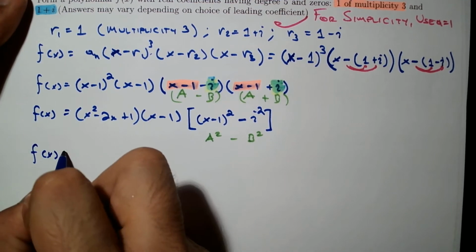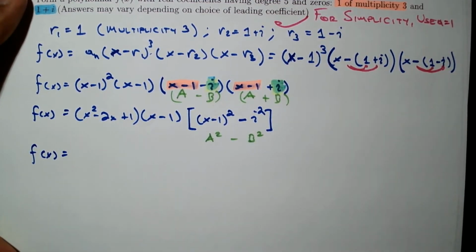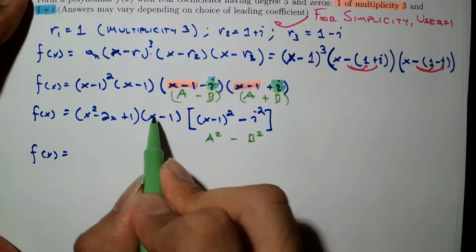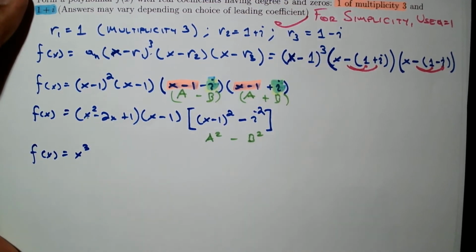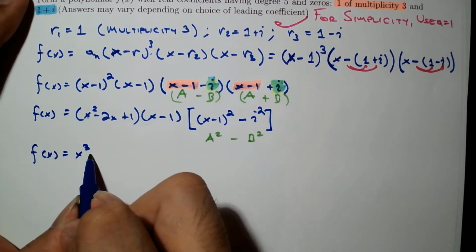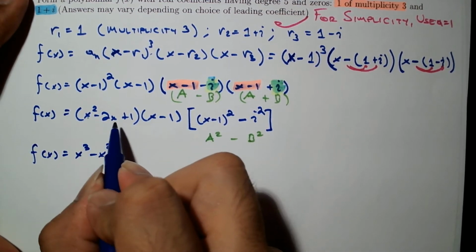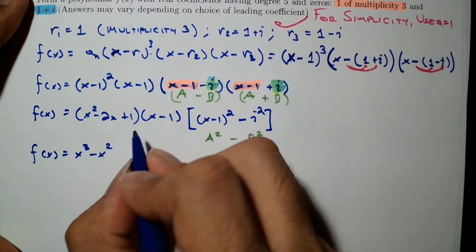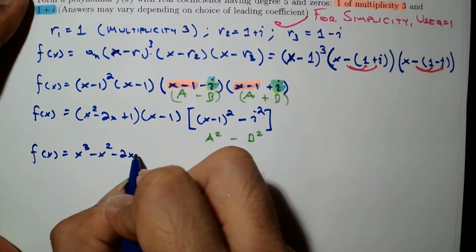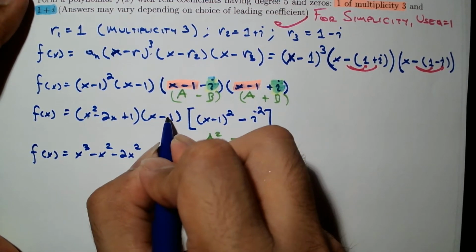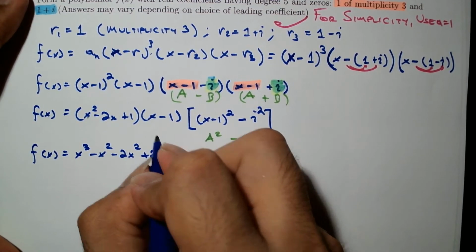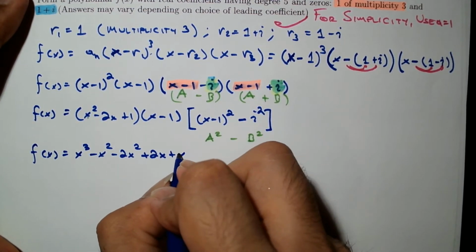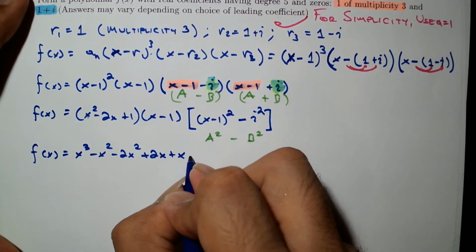So f of x equals x times x, that's x cubed. And then x times -1, negative x squared. And then negative 2x times negative x, that's negative 2x squared. And then negative 2x times -1, that's positive 2x. And then 1 times x, that's a plus x. And positive 1 times -1, that's a -1.